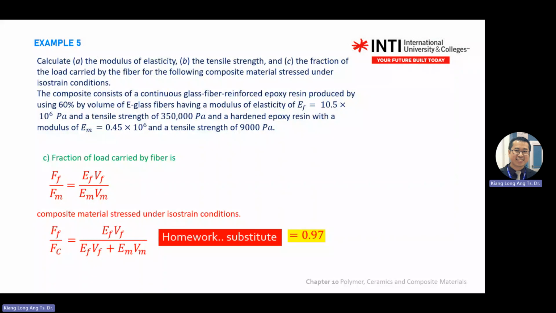Okay, so we stop here. We continue isostress in the next lecture.